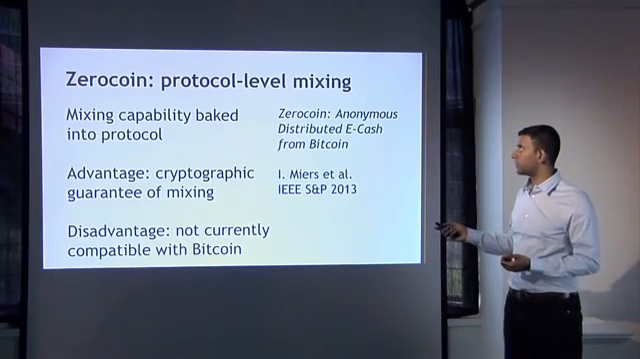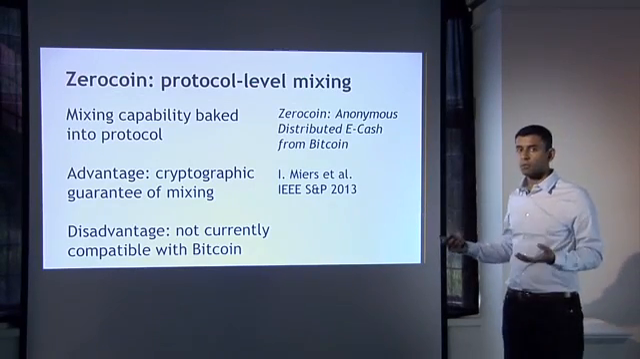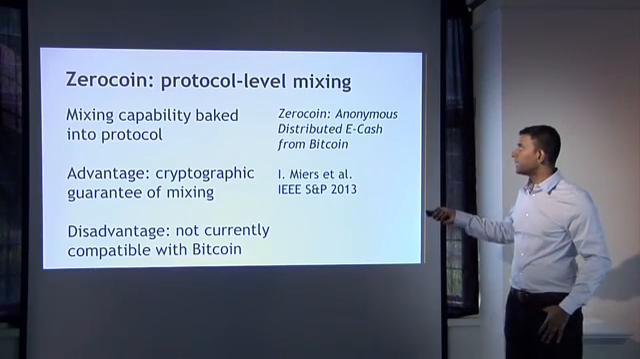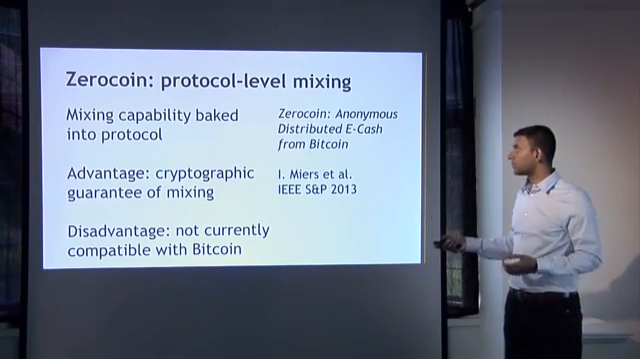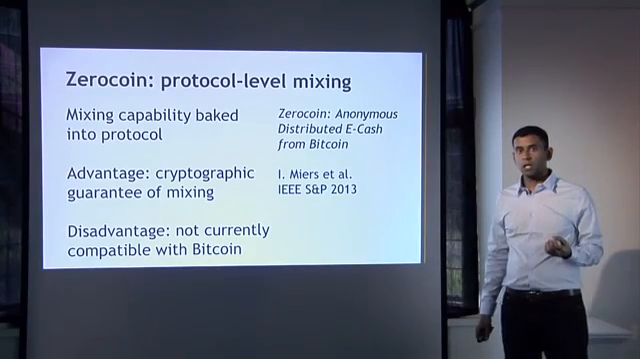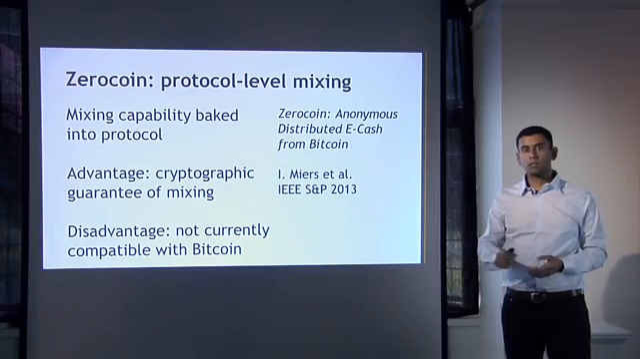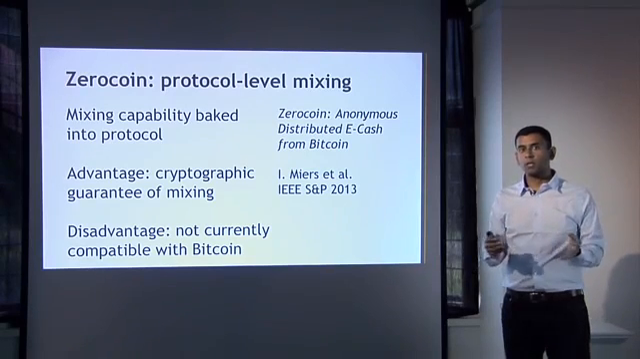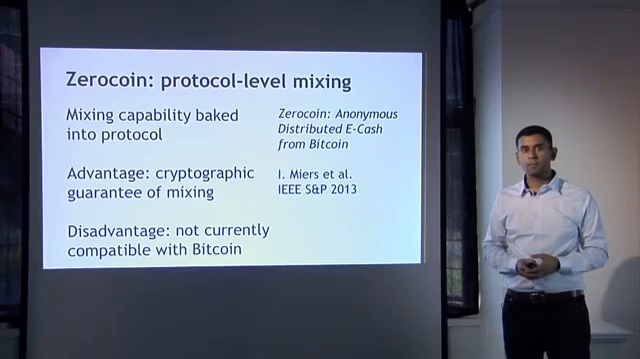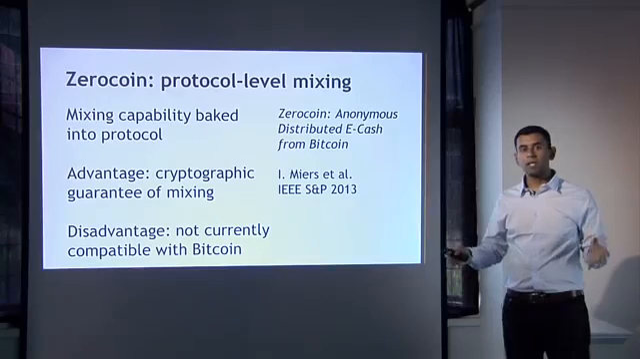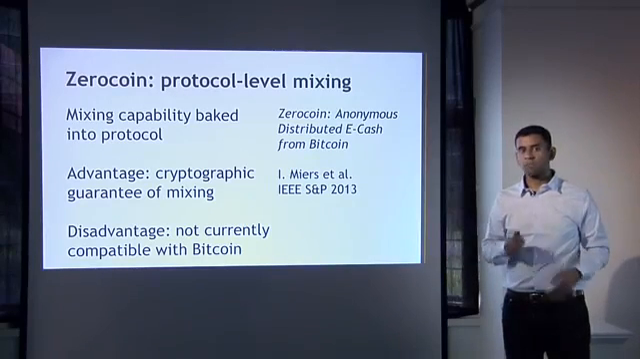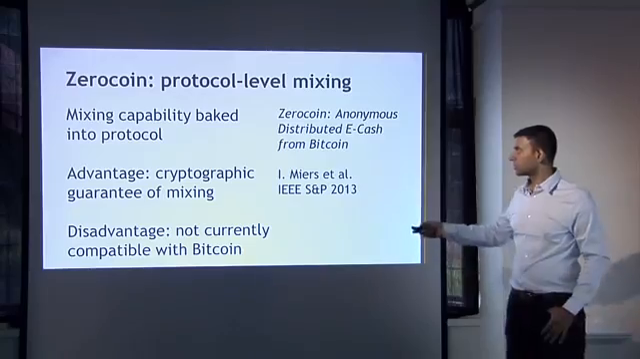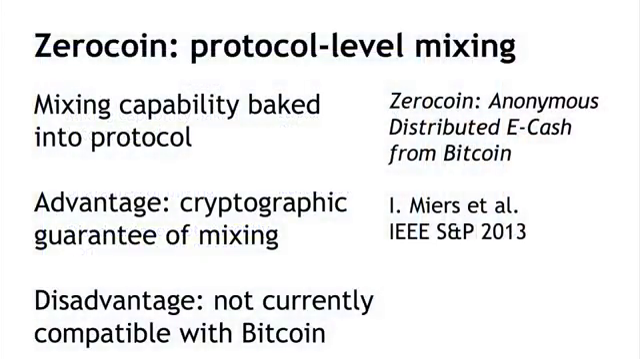Let's review some of the things that I've just said. So Zerocoin brings protocol level mixing. And being baked into the protocol, what it gives you is a cryptographic guarantee of mixing. What does that mean? You don't need to trust a single mix or even a set of mixes or a set of peers or anybody at all to ensure your anonymity. You just need to rely on the underlying crypto being solid. You don't even need to rely on the miners enforcing this in order to achieve anonymity. It's purely a cryptographic guarantee. So that's really great. That's qualitatively better than what we have so far. And of course, it's not currently compatible with Bitcoin. And here's the paper if you want to look it up.